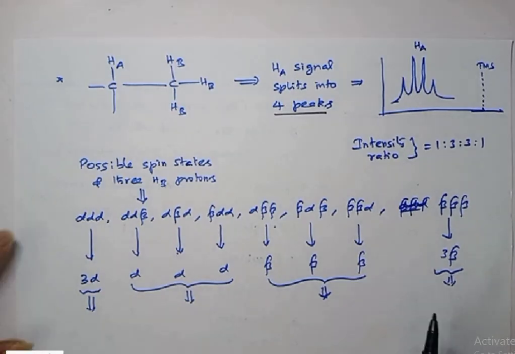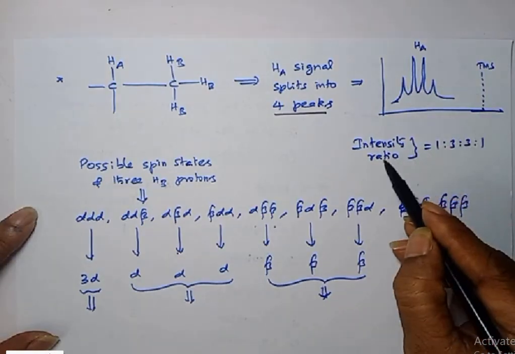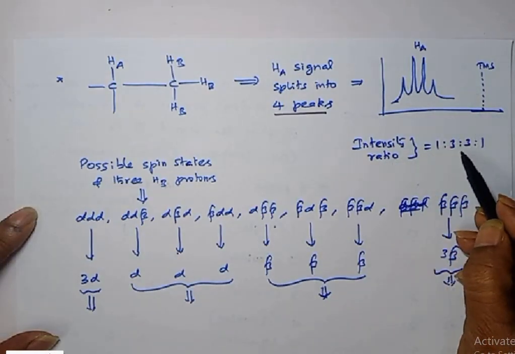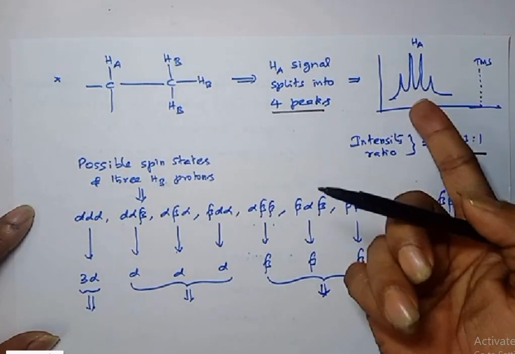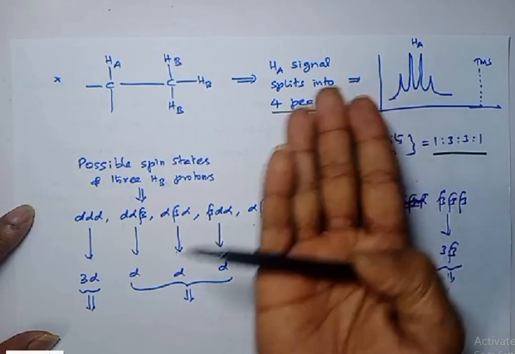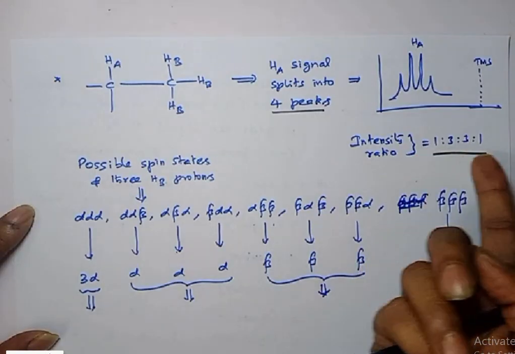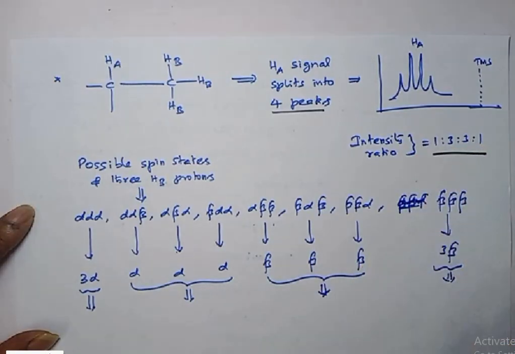We get 4 peaks. Okay, and what is the intensity ratio? The intensity ratio is 1:3:3:1. Now we need to give an explanation for this: why we get 4 peaks and why we get this ratio 1:3:3:1.